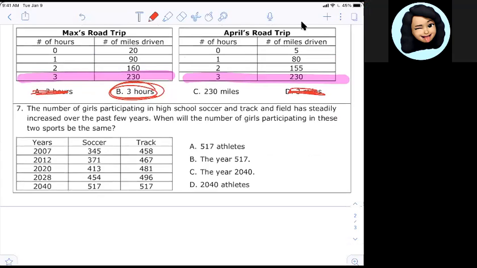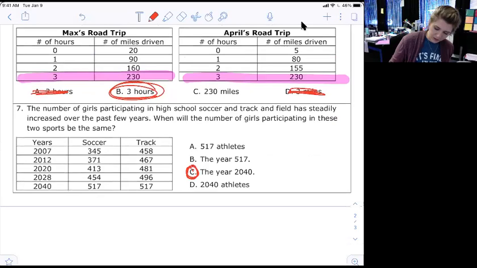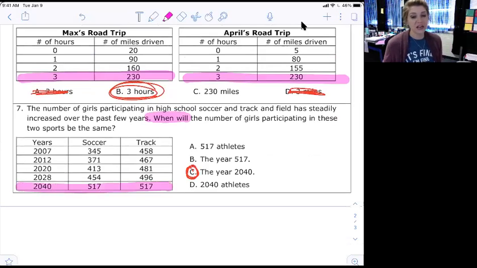C. Perfect. C. Boom shakalaka. So we come over here, we highlight where they're the same. And then you have to ask yourself, okay, what's the question asking? And it says, when will? So when will is talking about time. So what year are they going to be the same? So we're looking at year 240.